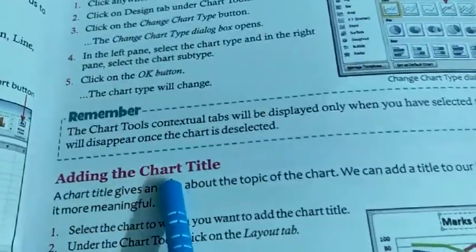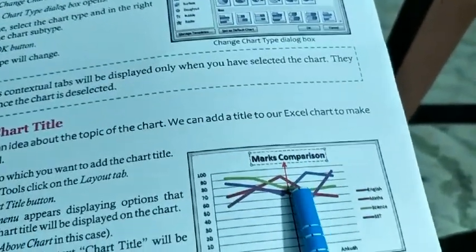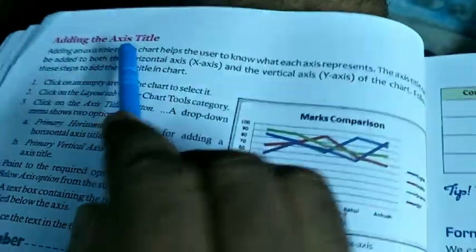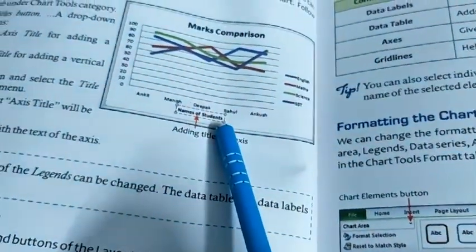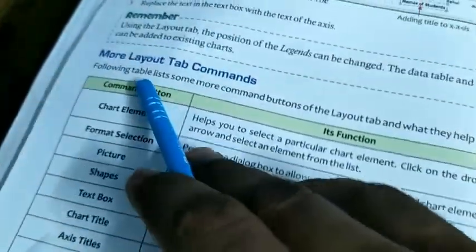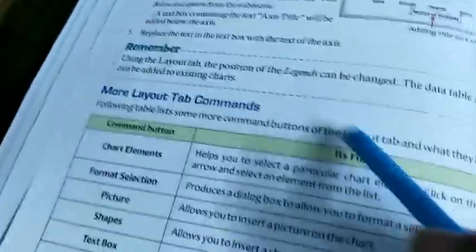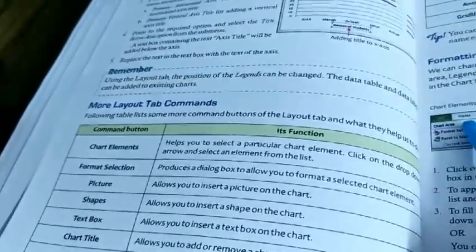Next one, adding the chart title. How to add the chart title, I have already explained in a previous video, so that one is also completed. Next one, adding the axis title. How to add the title of the x-axis and title of the y-axis, both are completed in my previous video. Okay, after that, the next topic is more layout tab command. So this topic I will explain in the next video. Okay, have a good day.